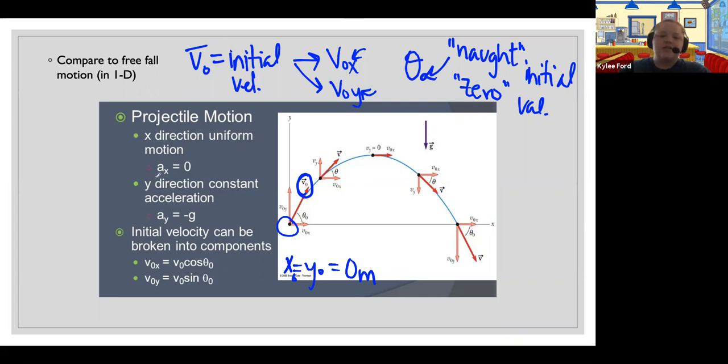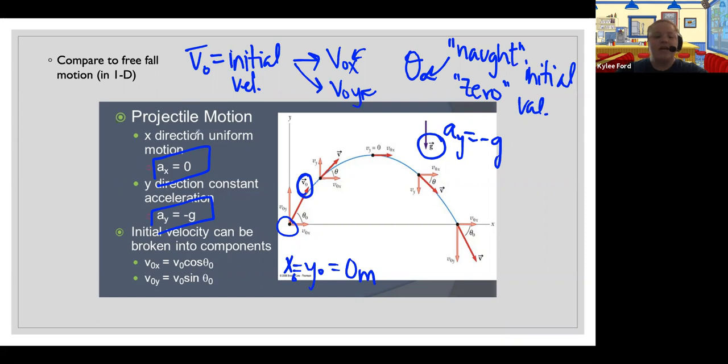A few other things for projectile motion we want to note: our acceleration in the x direction is typically 0. Our acceleration in the y direction is negative g. Remember we have the acceleration due to gravity, and we need to define it as a_y equals negative g.